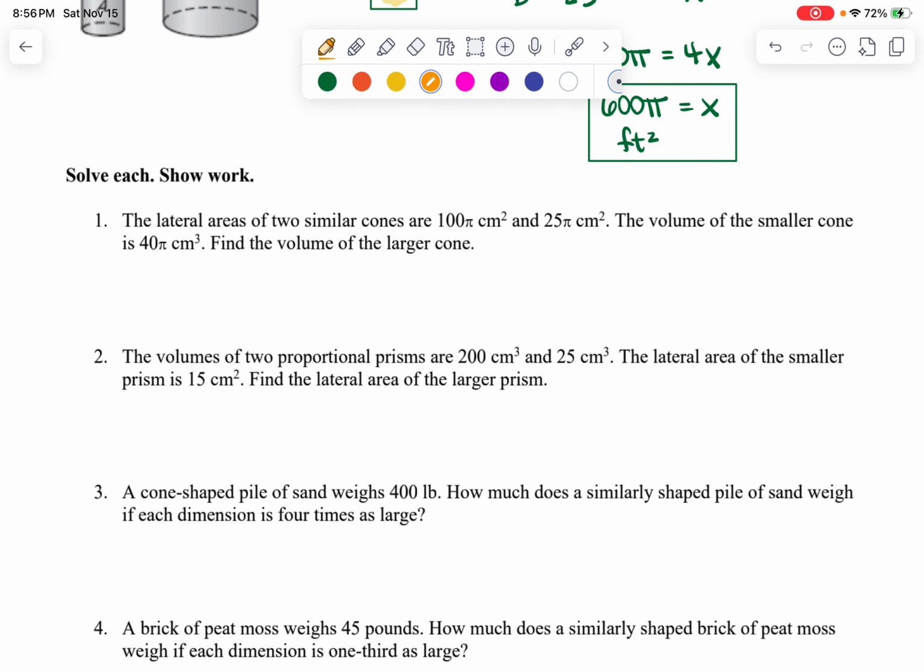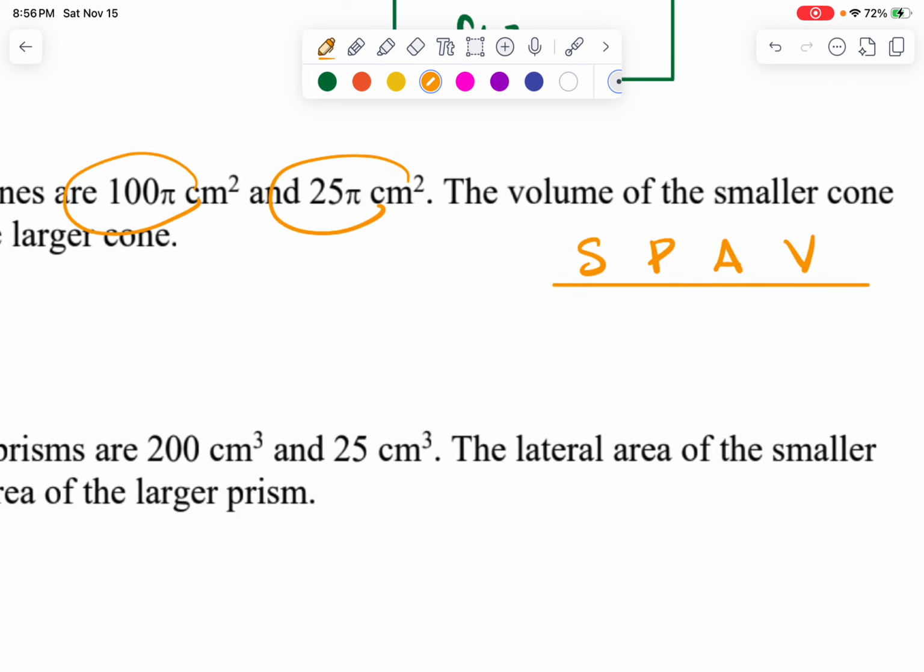The lateral areas of two similar cones are 100 pi centimeters and 25 pi centimeters. All right. So here we go. As soon as I read that, I'm going to go over here. I'm going to make my SPAV chart over here. All right, so it's giving us their areas, lateral areas, right? So that would be 100 pi to 25 pi.